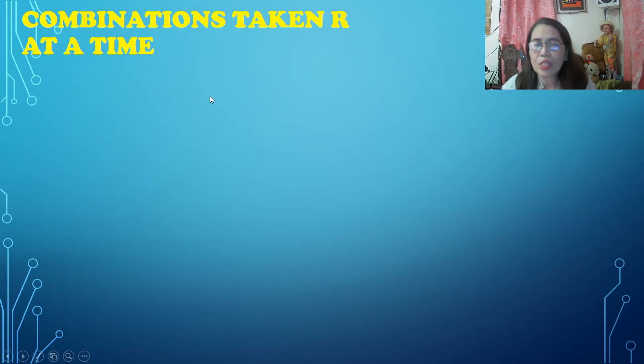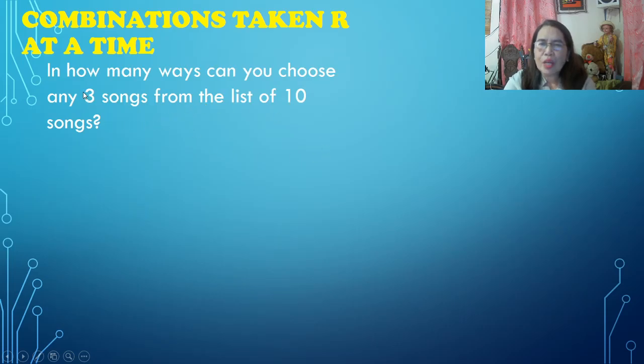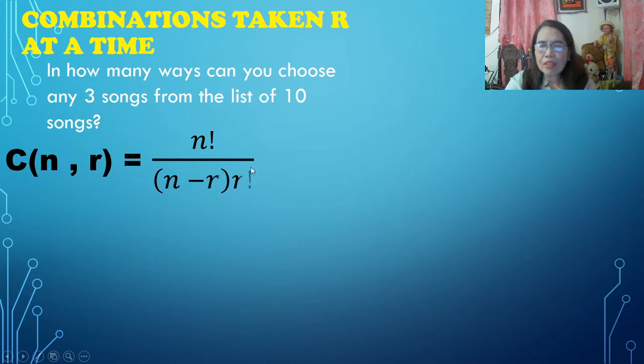Ito naman, combinations taken r at a time. So, hindi lahat. Example, in how many ways can you choose any 3 songs from the list of 10 songs? Oh, this is combination kasi the order is not important. You can choose any songs naman. There's no particular order or arrangement. Any song will do. So this is a combination problem. So we have C of n comma r is equal to n factorial over n minus r factorial. Oh, nalimutan ko talaga.